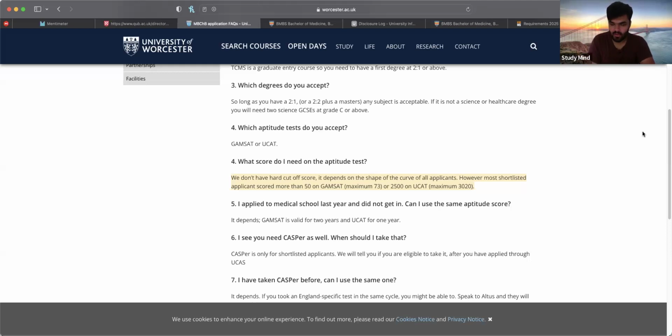GAMSAT score is also quite important. Again, I'm not going to go into specific cutoffs, but for example, St George's does not have a really, really high cutoff. I know in places like Australia, the GAMSAT scores are much higher, and same with UCAT as well. But then again, both of these exams are not easy. One thing to note as well, the GAMSAT is valid for 2 years. So if you get a really good GAMSAT score, but you're unlucky for whatever reason, you can just reapply with that.